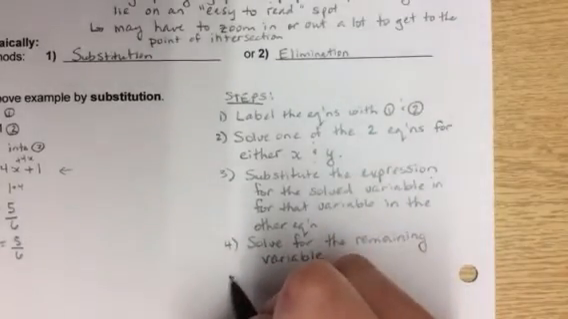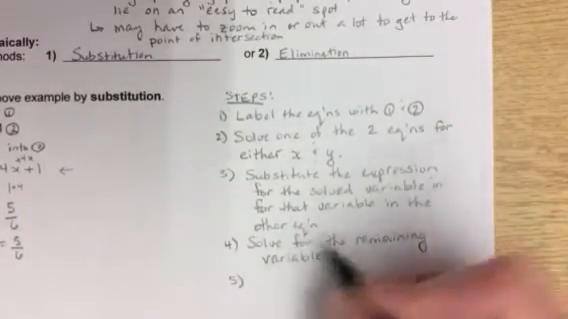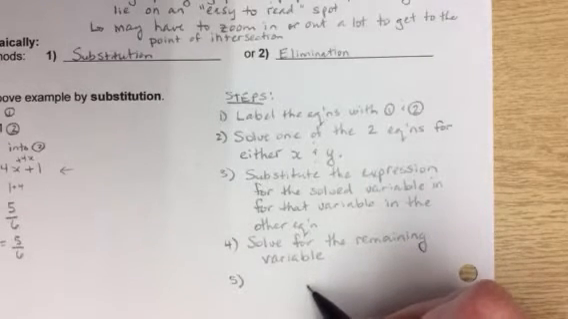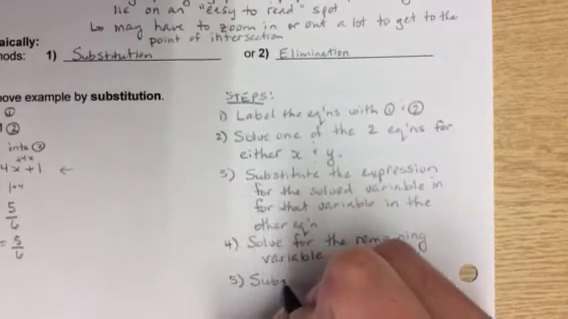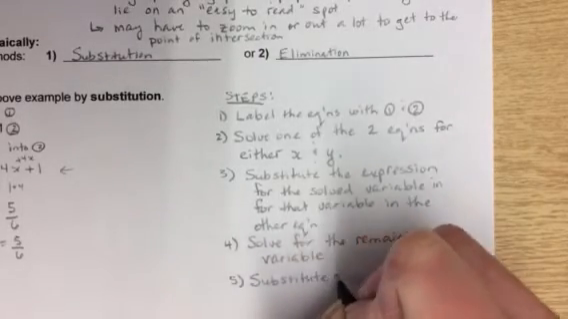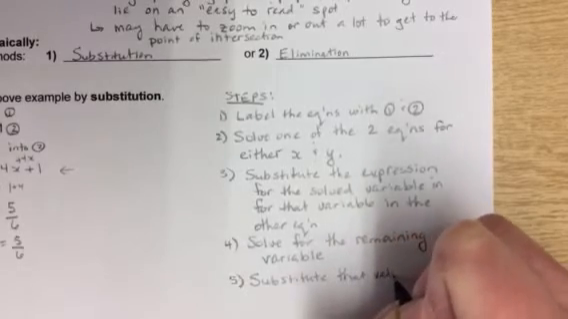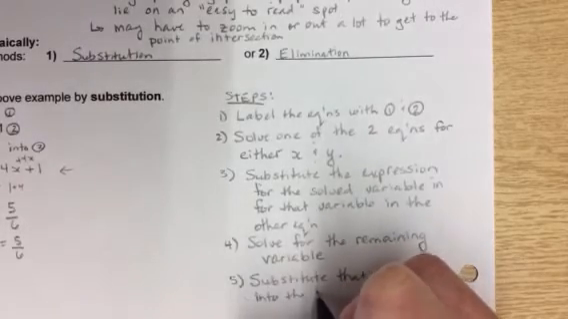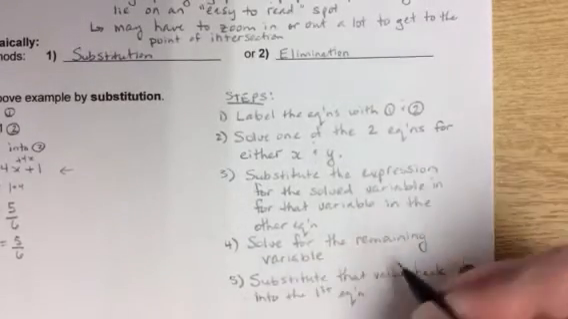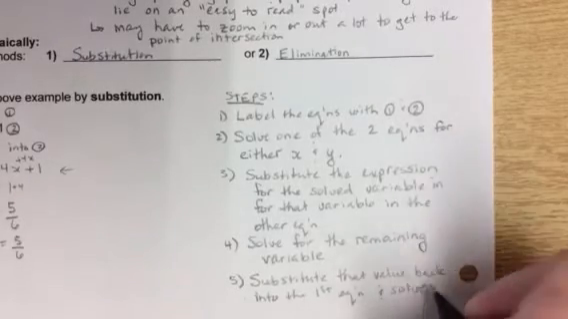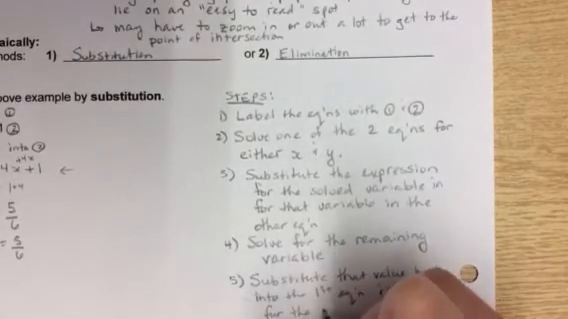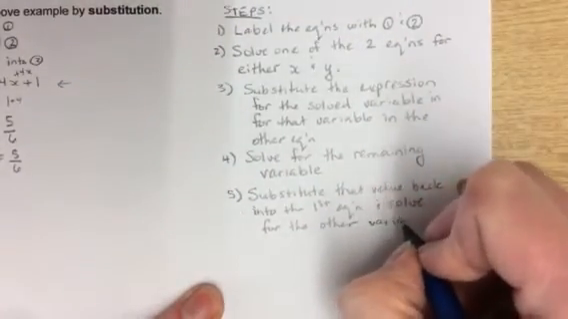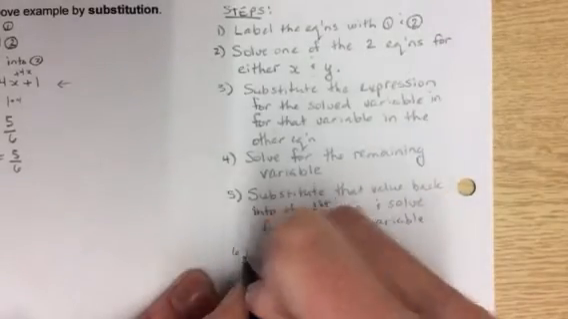Once you get that value, it's another substitution. You're going to take the value you solved, so we got x equals 5 over 6, and sub that back into the first equation. Substitute that value back into the first equation and solve for the other variable. Lastly, state the solution.